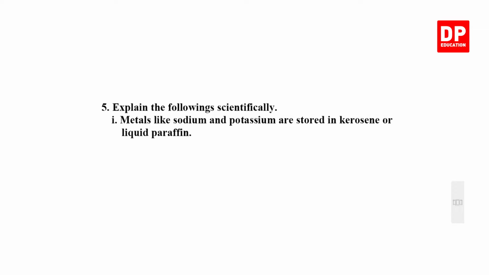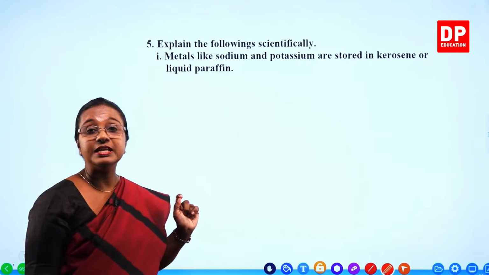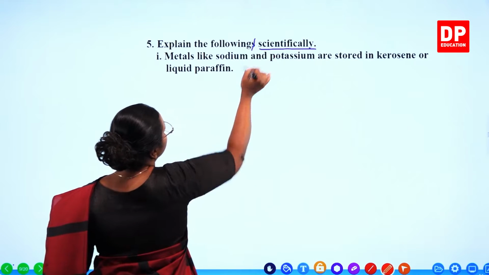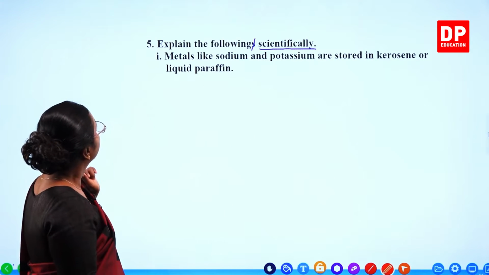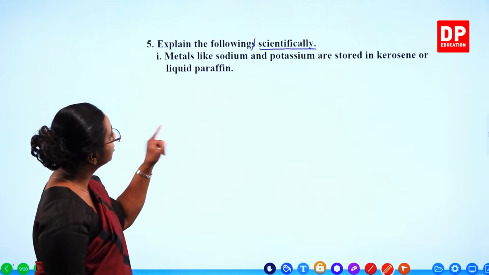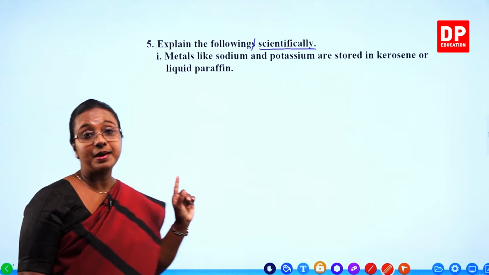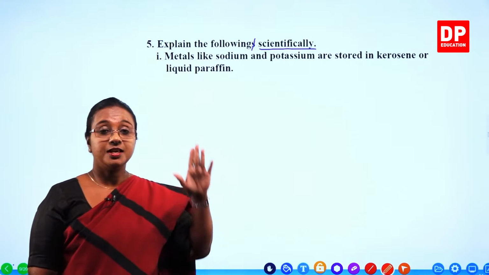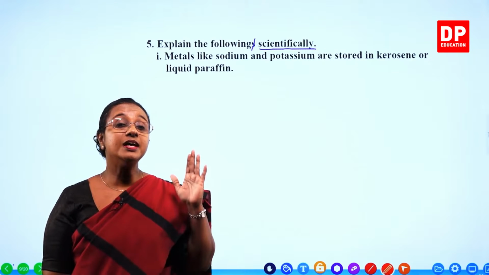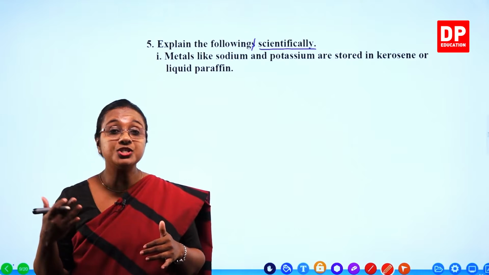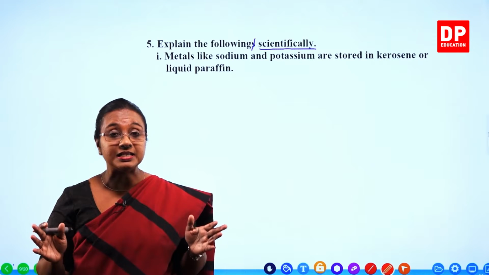Question number 5. Explain the following scientifically. So there are some observations or statements given to you all. You need to explain them scientifically. First one. Metals like sodium and potassium are stored in kerosene or liquid paraffin. Again students, if you can remember, based on the activity series, we identify the methods of storage or precautions that need to be taken when metals are stored.